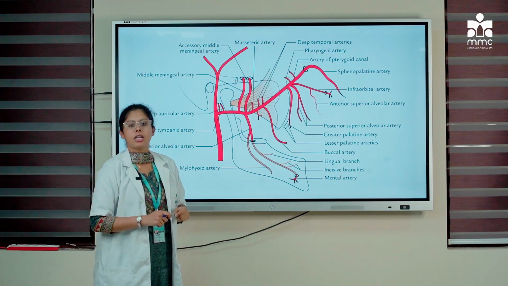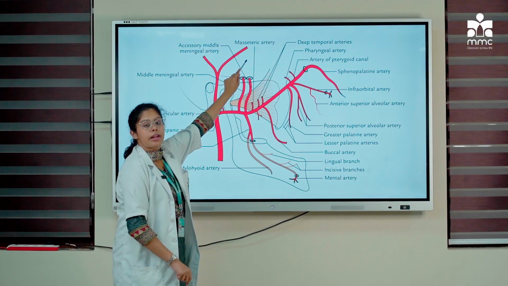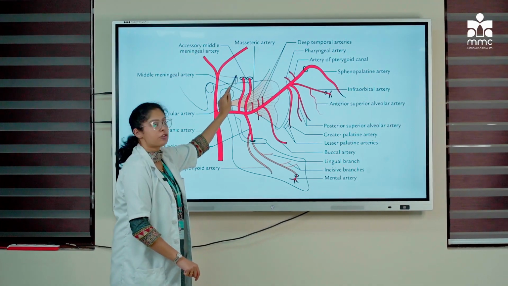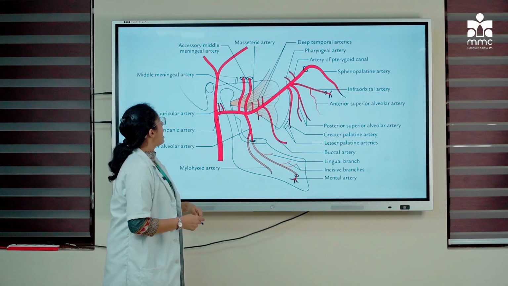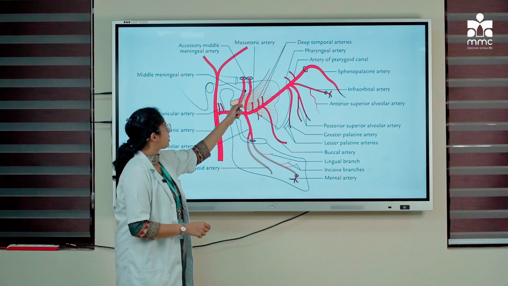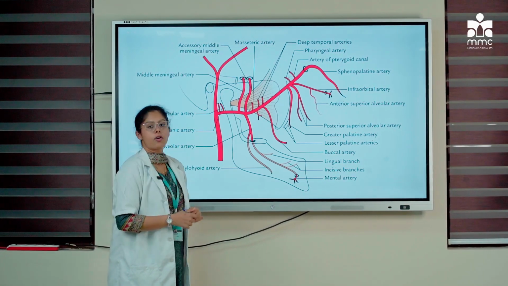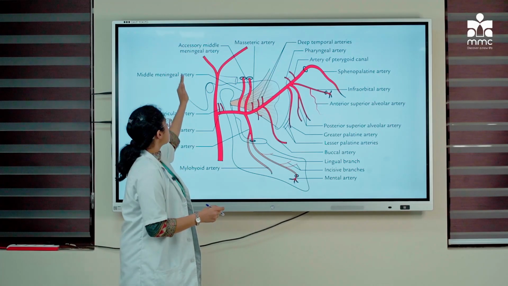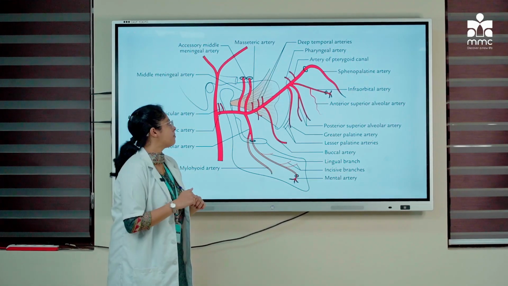Now, the middle meningeal artery is very important because it enters the middle cranial fossa through a foramen. Which foramen? The foramen spinosum. Fourth artery is the accessory middle meningeal artery. Again, this artery too enters the middle cranial fossa through the foramen called foramen ovale. So, these two arteries are very important because these two foramens are also very important.